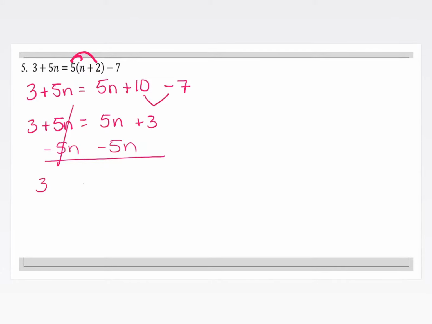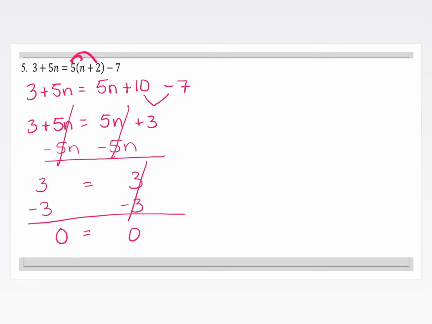So we'll get 3 equals 5n minus 5n is 0. So 3 equals 3. Now let's bring our constants over. So we'll get 3 minus 3 is 0. 0 equals 0. Now, particularly with my students, I'm a stickler. I like to see 0 equals 0 at the end just to make sure that they have followed all of their steps and they didn't create an error earlier on.